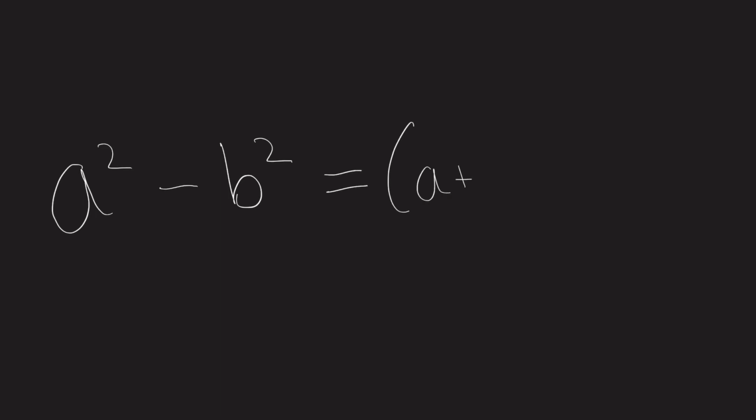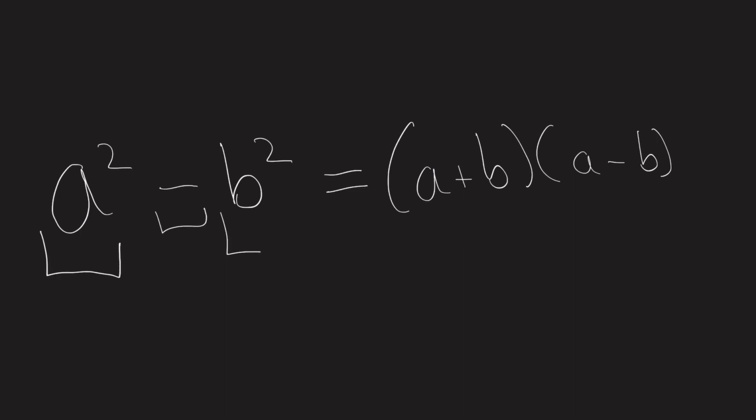So today we're going to do difference of two squares. Whenever you get a question in the form of a squared minus b squared, you can write that as a plus b, a minus b. So whenever you get a question where it's one squared number, take away another squared number, then that can be written in this form.